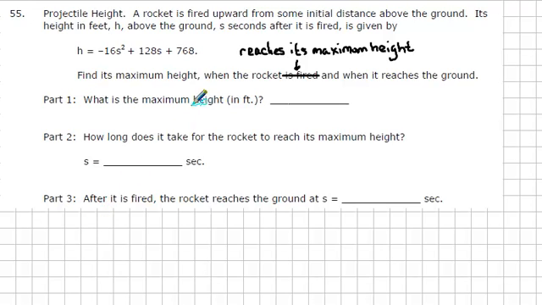Let's use our calculator to explore a little bit. On your calculator, the dependent variable is not h, it's y, so you want to use y rather than h. Also, the independent variable on your calculator is not s, it's x. So you want to enter y is equal to negative 16 times x squared plus 128 times x plus 768.